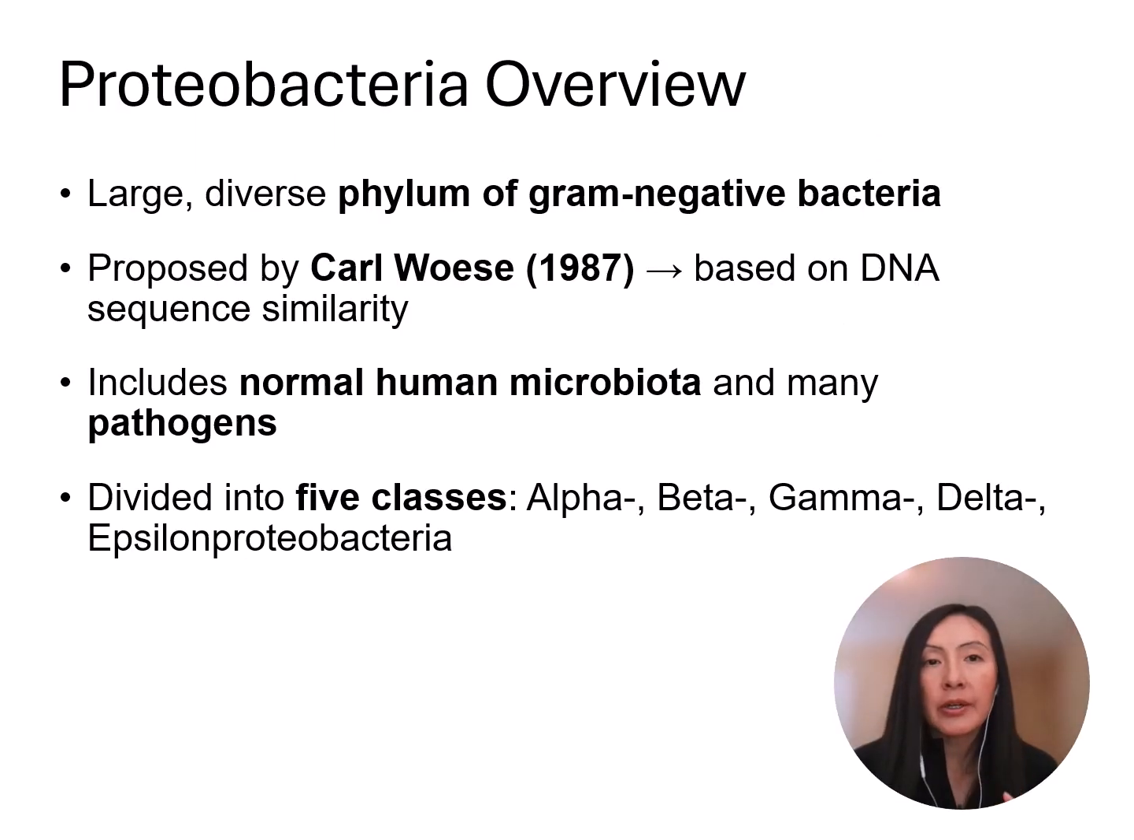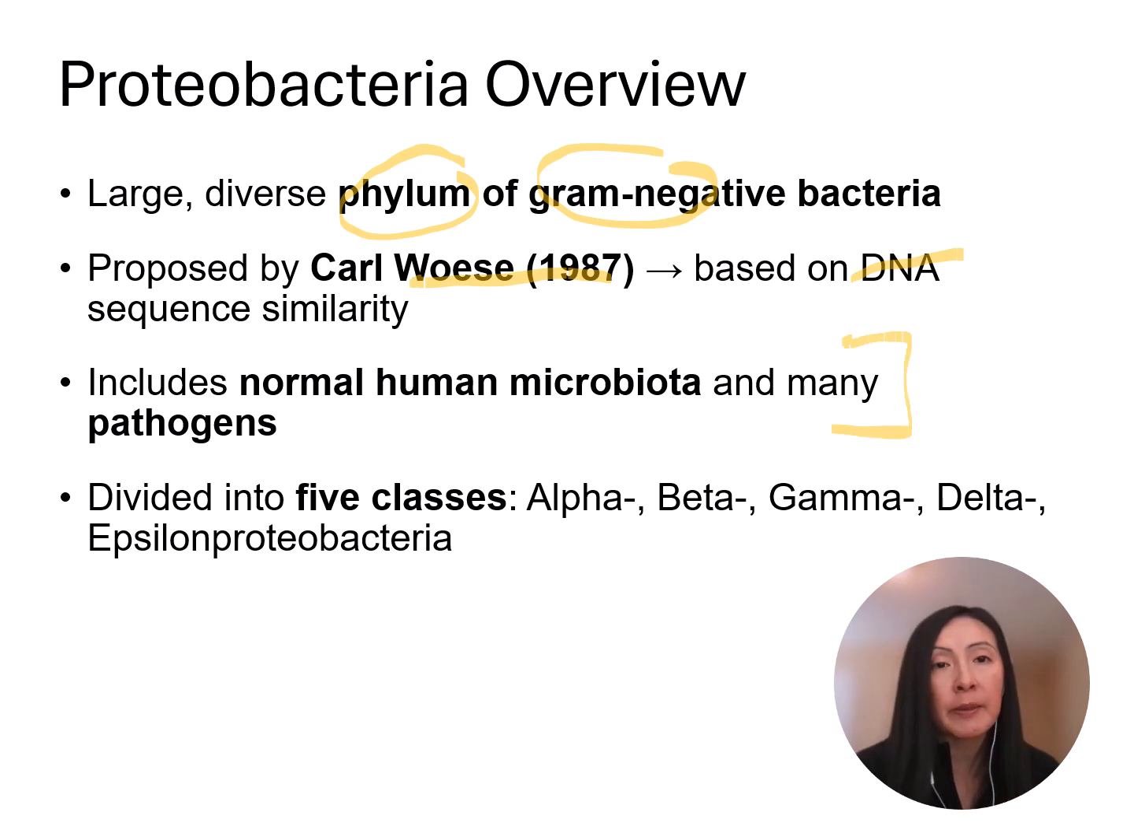Proteobacteria are a large, diverse group, specifically a phylum, of gram-negative bacteria proposed by Carl Woese in 1987. So this was based on his findings of their DNA sequence similarity. These proteobacteria include both normal human microbiota as well as many pathogens, and they're divided into 5 classes: alpha, beta, gamma, delta, and epsilon.